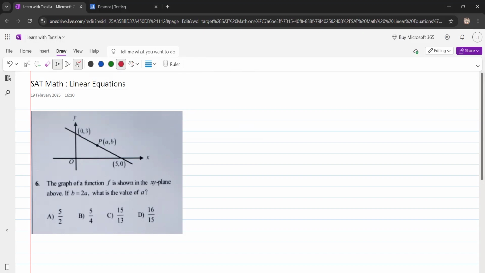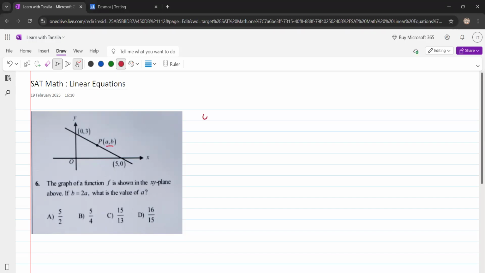Okay, so the question says the graph of a function f is shown in the xy plane above. If b equals 2a, what is the value of a? So we need to find this a here. First of all, we should understand that I need the equation of the line.